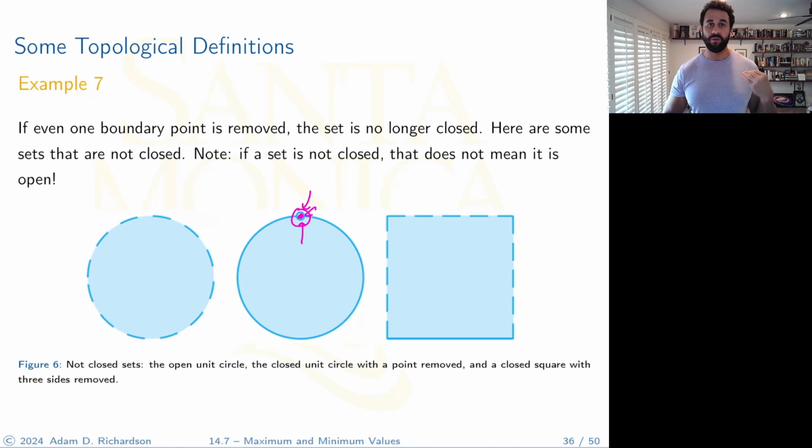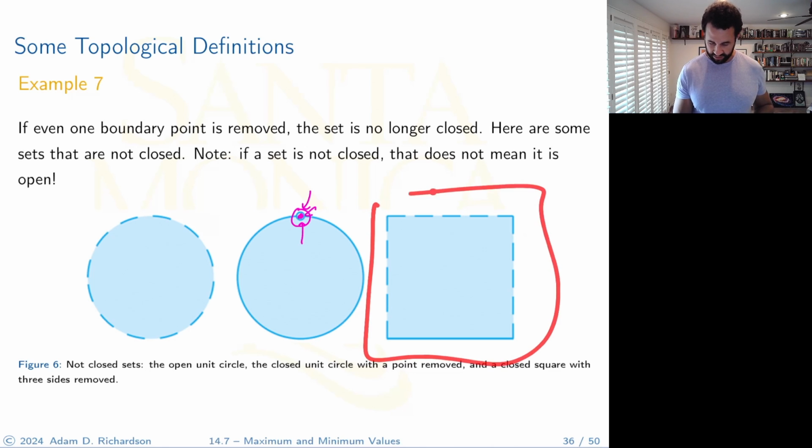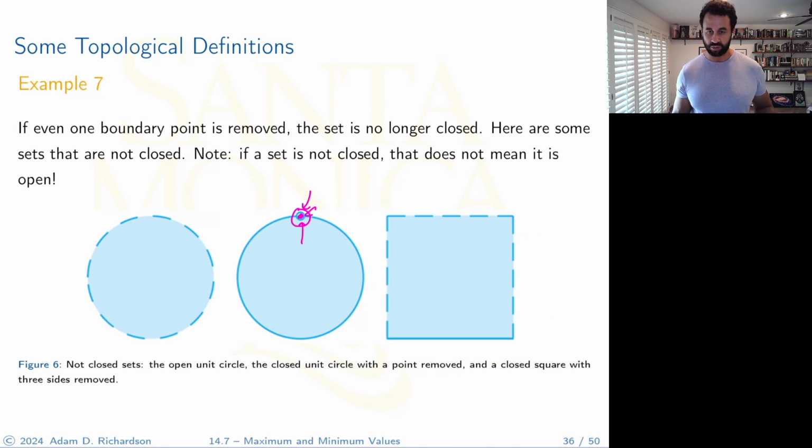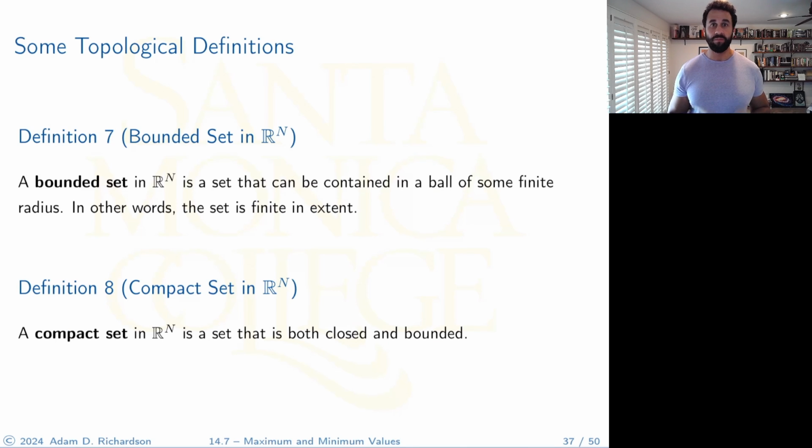So we removed a boundary point, now it's no longer closed. Over here, this example, this picture, is very much not closed. It's a square and it's got one of the sides included, but the other sides are not. So it's not closed, right? Now, this leads us to a very important definition we're going to get to in a second here, called compactness.